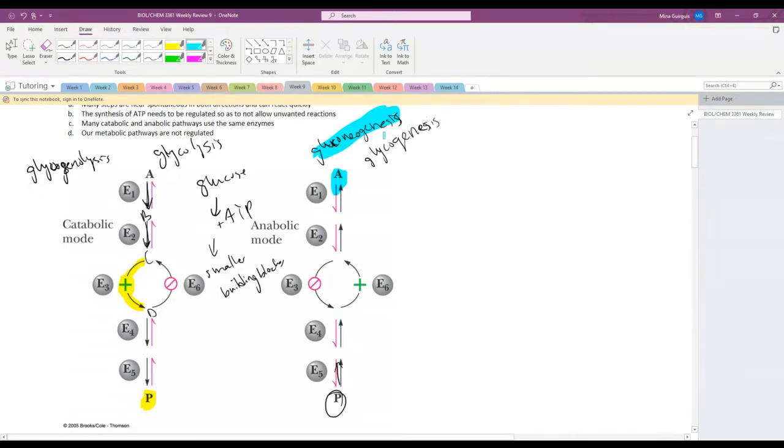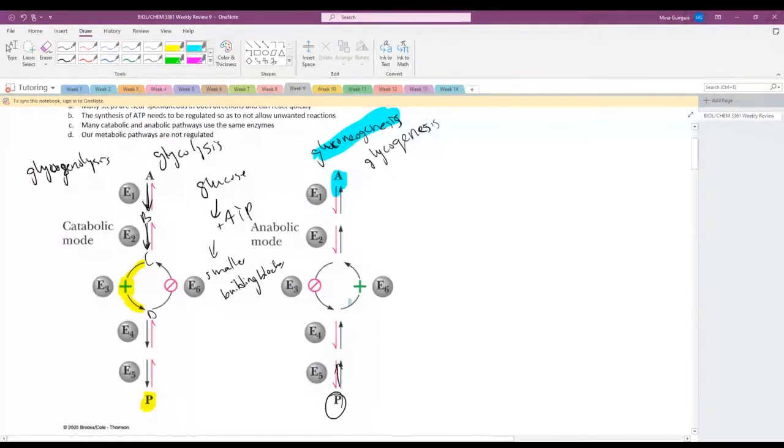Glycogenesis is the formation of glycogen from your glucose stores. This is useful because when we have too much glucose, we can store it. And then with glycogenolysis, when we don't have enough glucose and we need energy, we can use our glycogen stores instead. Those are the reasons we have these reactions.